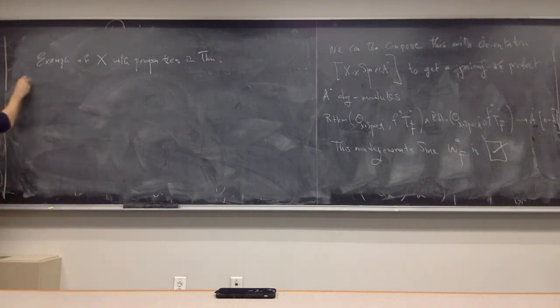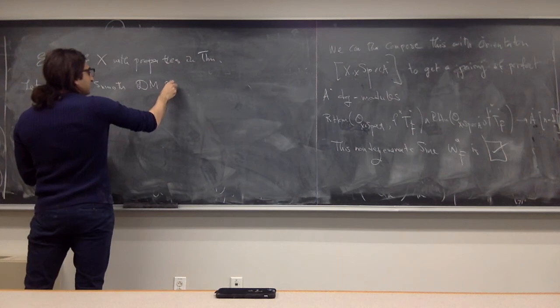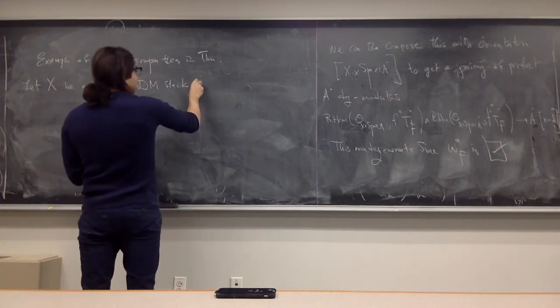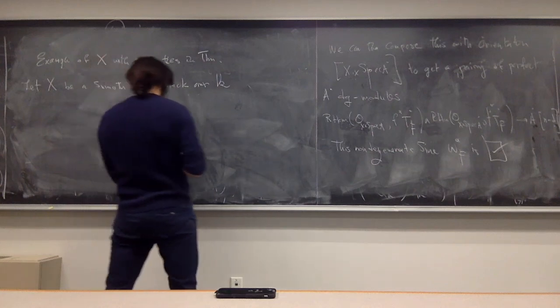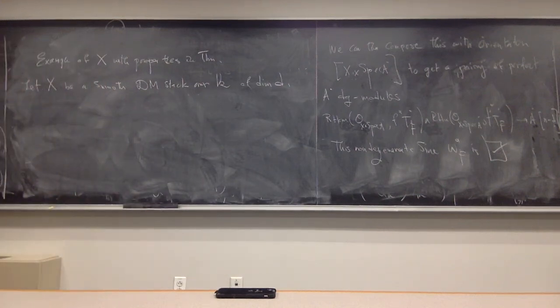Okay, so let X be a smooth Deligne-Mumford stack over K of dimension D. For instance, look at the moduli space of stable sheaves on a smooth projective surface. Mukai showed that it's a smooth Deligne-Mumford stack of dimension, whatever you calculate from the deformation theory. It's a manifold. Okay.